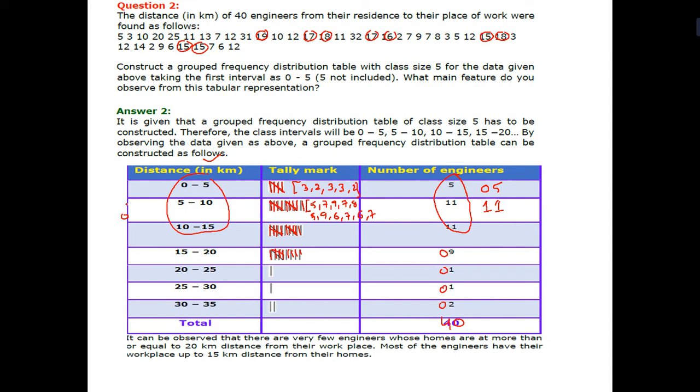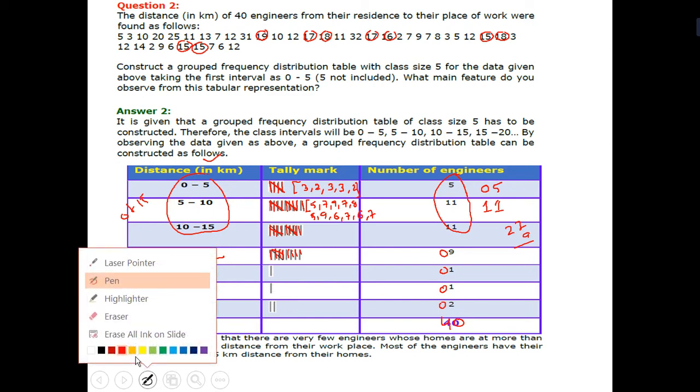So up to 0 to 15 kilometer, that is 27 out of 40, 27 engineers are near to 15, or if it is below 0 to 20, if I want to find out 0 to 20, then again I have to add this. So engineers living far are fewer, engineers living near their home are more. So that is a question number 2.